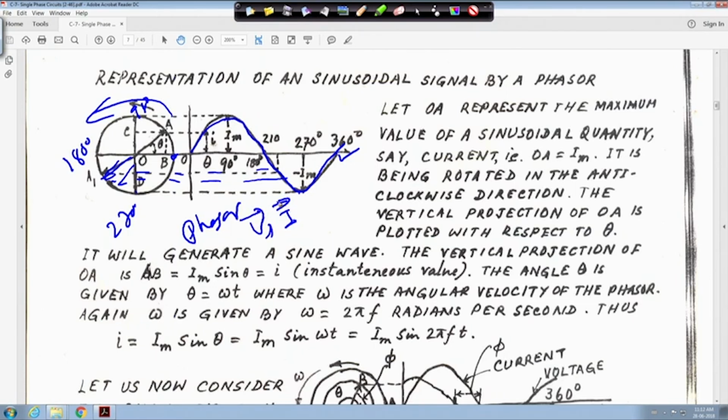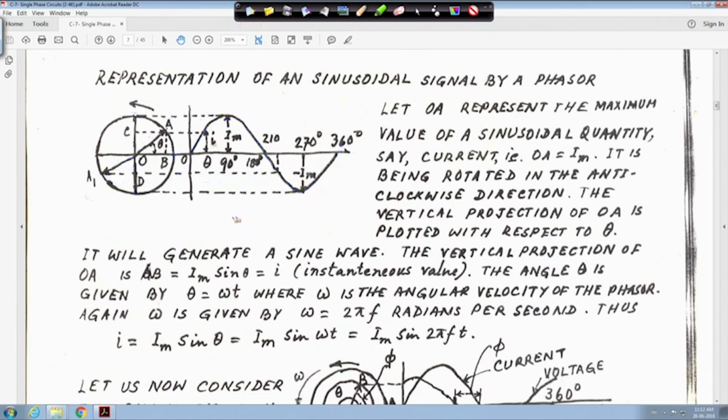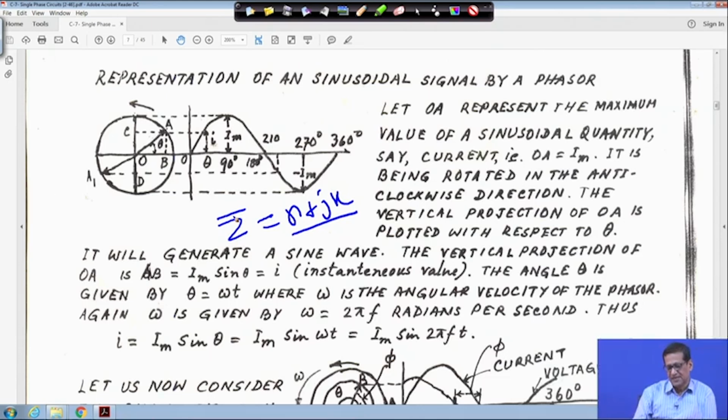But impedance, when you write Z is equal to, later we will see, R plus jX. So, impedance, as you put Z bar, is not a phasor quantity. We will come to why it is not a phasor quantity. But voltage and current are phasor quantities, and a phasor is a rotating vector.